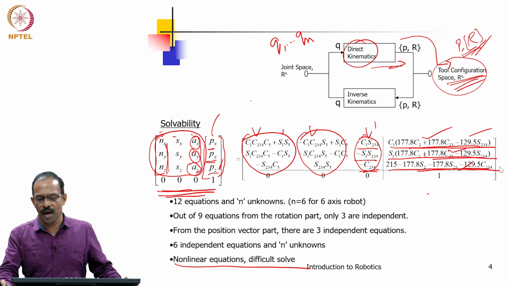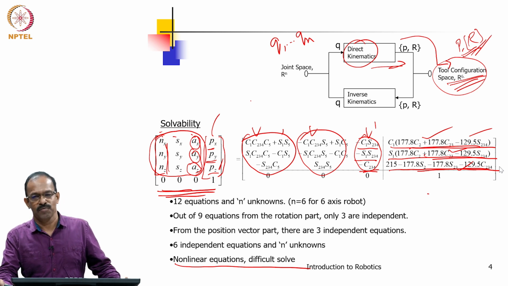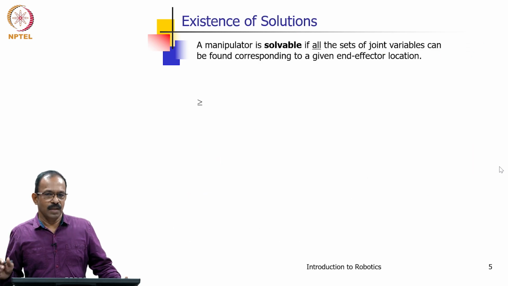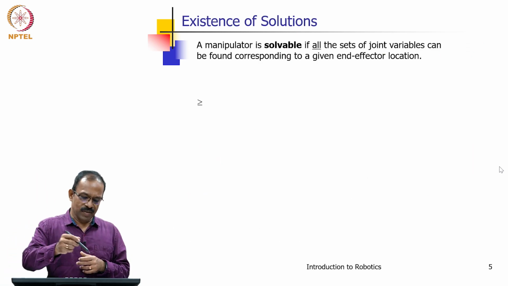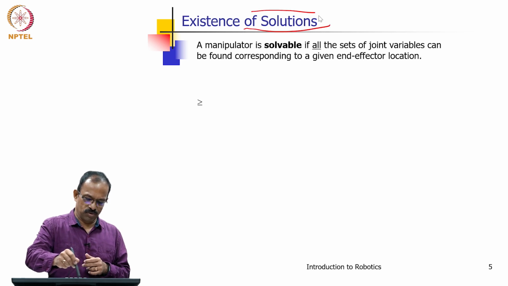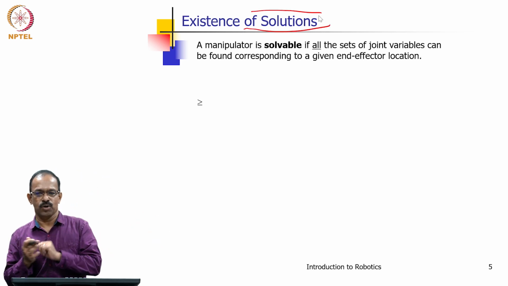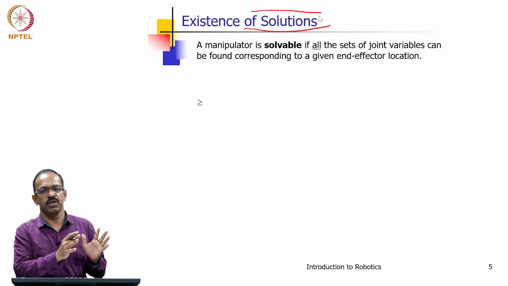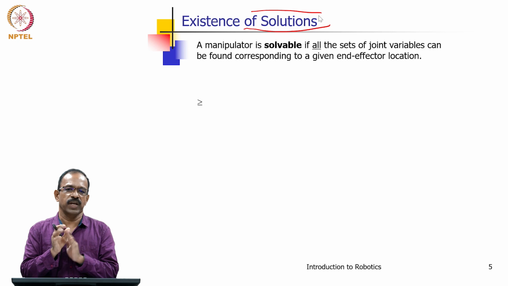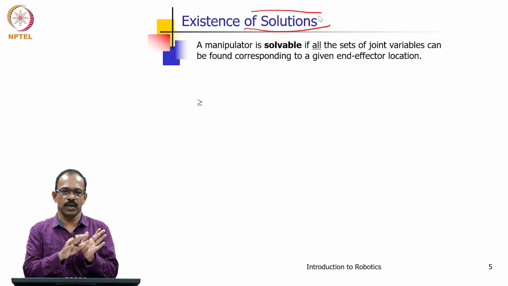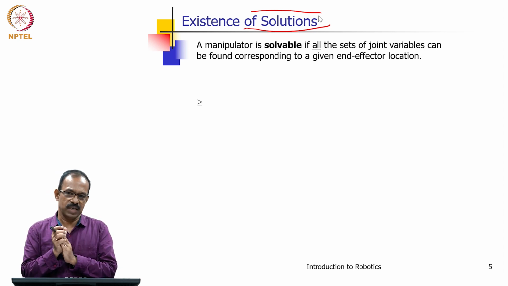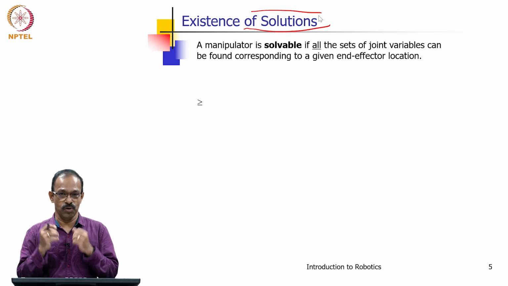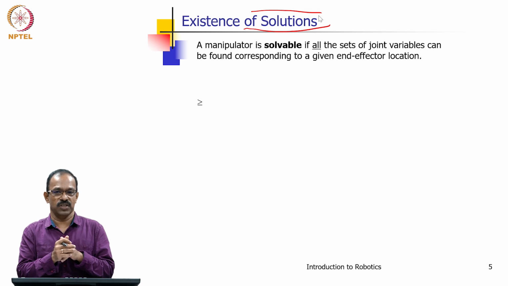Now, we have to see how to address this problem for manipulators. First, we look at whether a solution exists or not. We know that there are 6 equations and 6 unknowns, supposing n is equal to 6. So, we can actually solve the equations, that is possible, but whether a solution exists or not matters. If a solution exists, only then can we solve it.